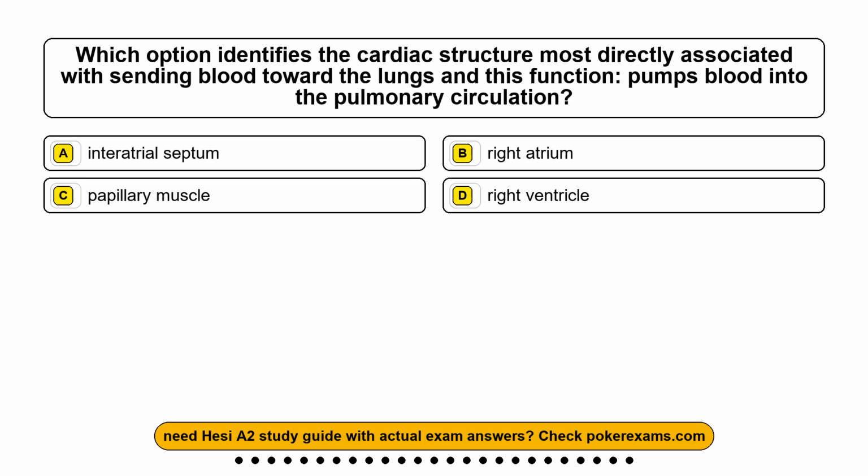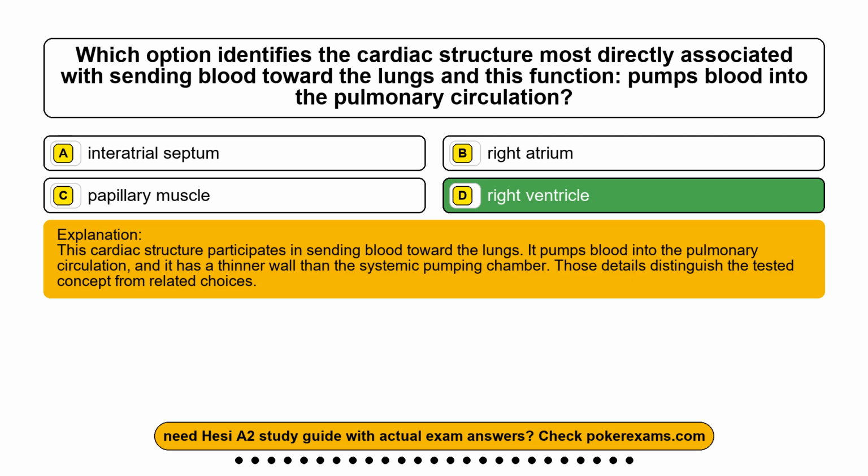Question 19. Which option identifies the cardiac structure most directly associated with sending blood toward the lungs? In this function, it pumps blood into the pulmonary circulation. Option A, interatrial septum. Option B, right atrium. Option C, papillary muscle. Option D, right ventricle. The correct answer is option D, right ventricle.